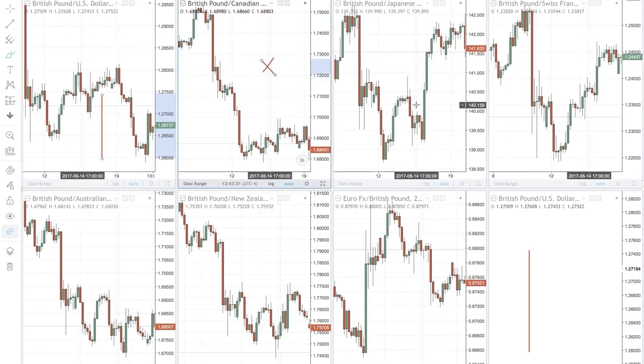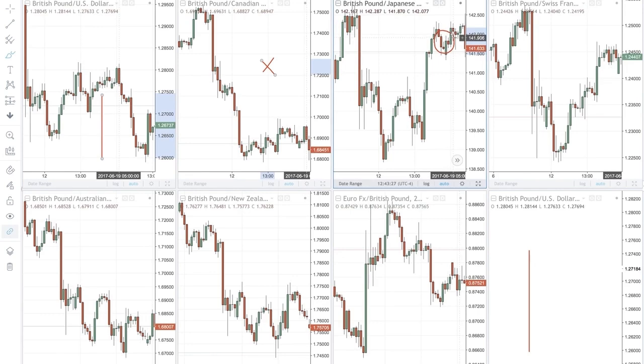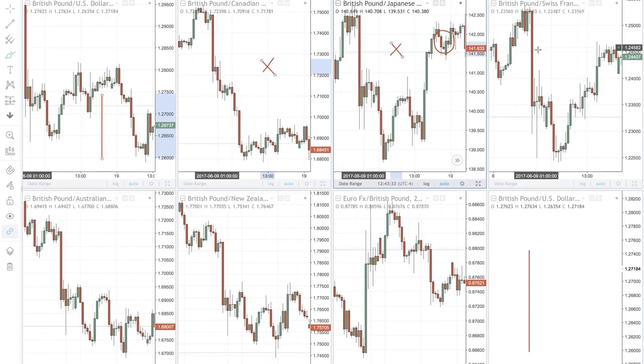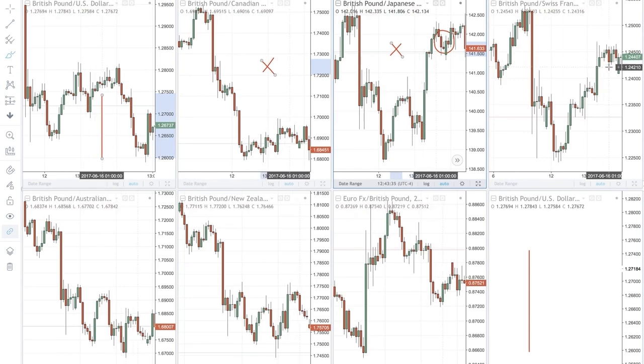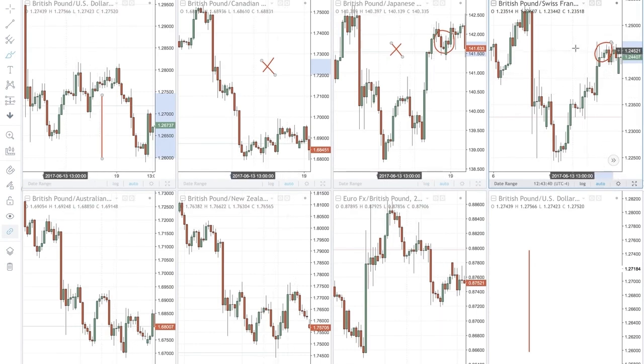Okay, pound yen. Similar area, put my mouse there. We're in this area here. That's saying buyer momentum. No signs of selling momentum. That's not helping. Okay, pound Swiss franc. Go back into that area here. Oh, this is that same spot here. Buyer momentum again. That's not helping to say it's a sell.